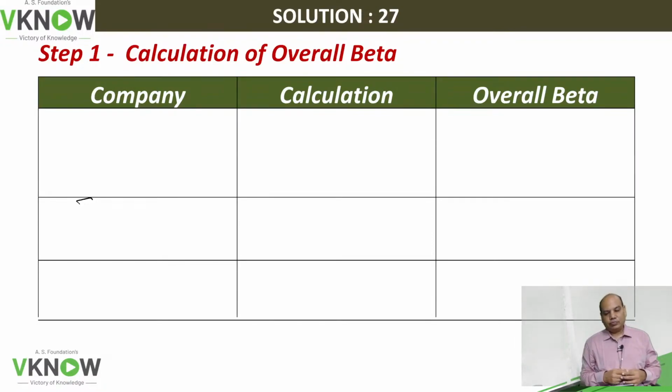Right. Step 1. Write down step 1: Calculation of overall beta. Company, write down Superior.